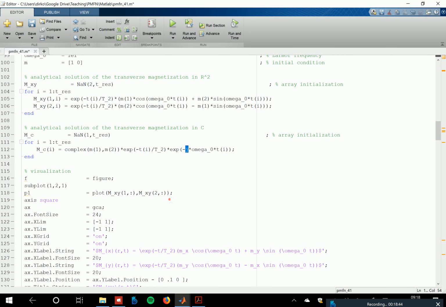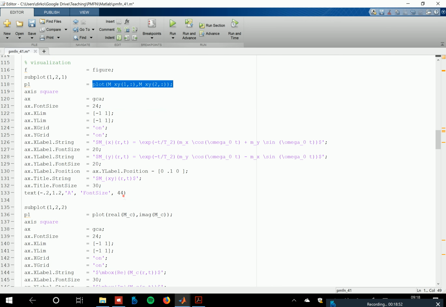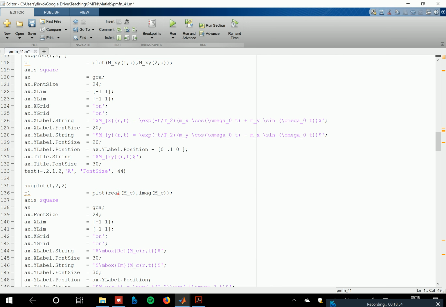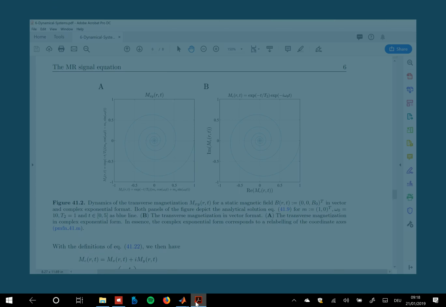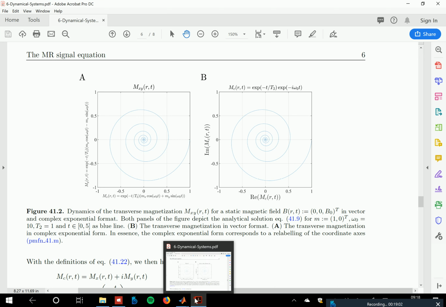And now if you visualize that, you can either visualize the two numbers of the vector and plot them in 2D, or you can plot in 2D the real part of the complex number and the imaginary part of the complex number. And as we've seen previously, this is exactly the same thing. Yeah? So it's just a different way to write this mathematically, and it's the same thing.